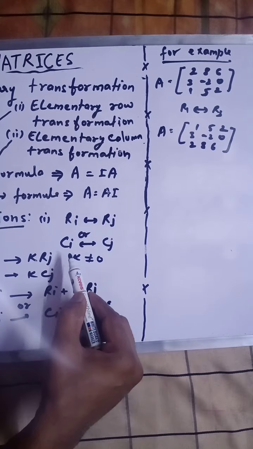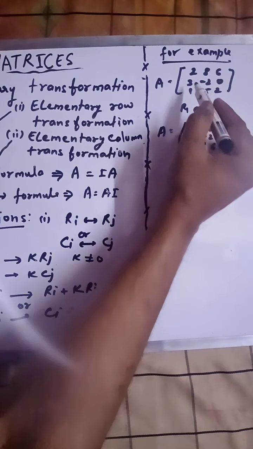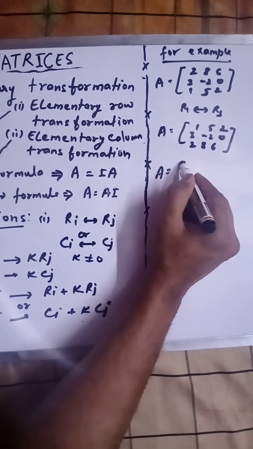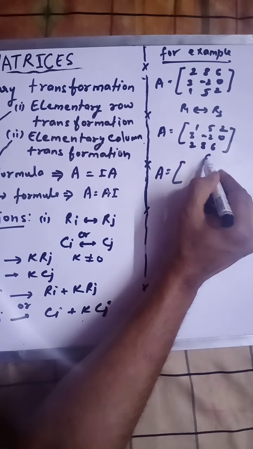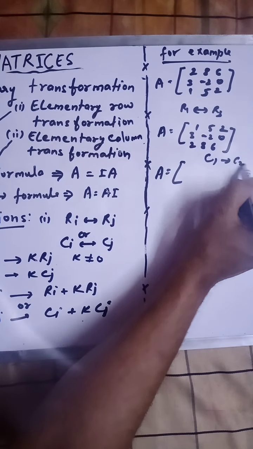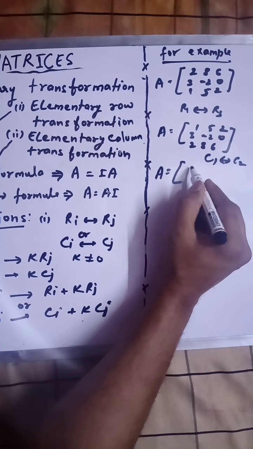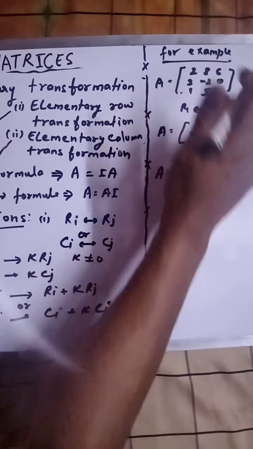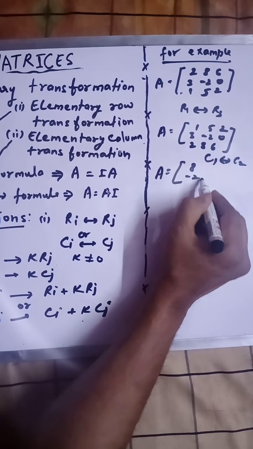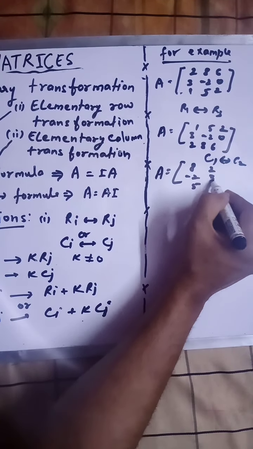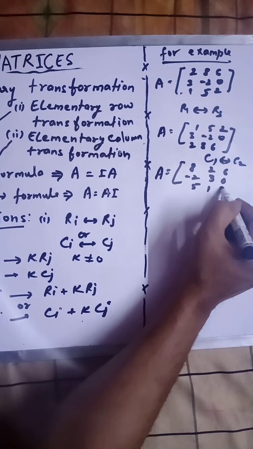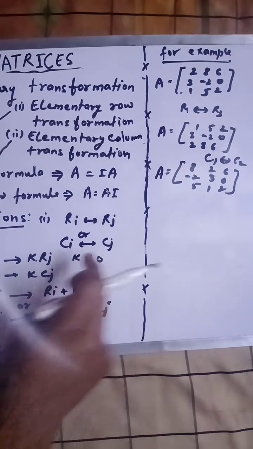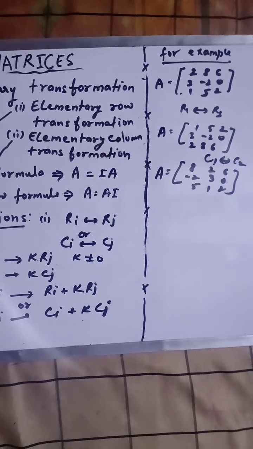Similarly, you can interchange columns. Here I am interchanging column C1 with column C2. So in the place of C1, the first column, I am writing C2, that is 8, minus 2, 5, 2, 3, 1, 6, 0, 2. This is how we can apply the first operation on any matrix.